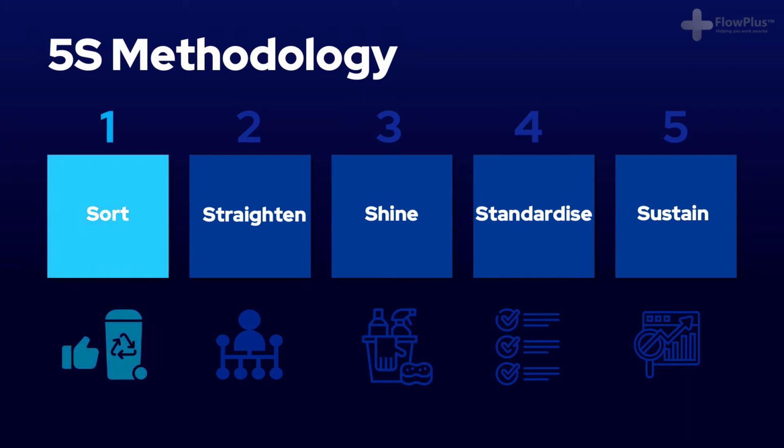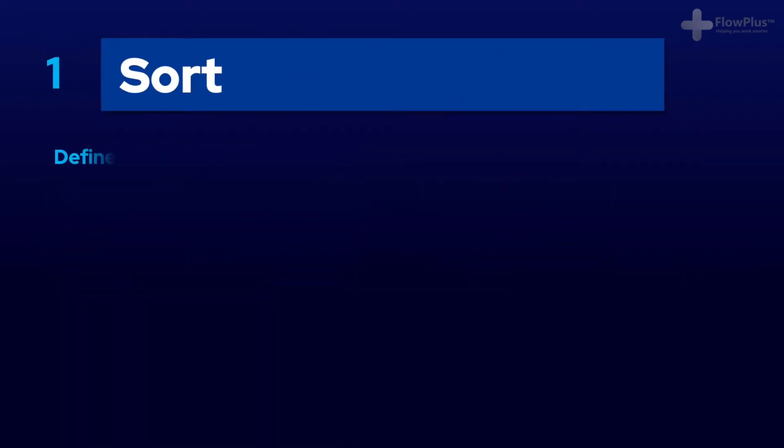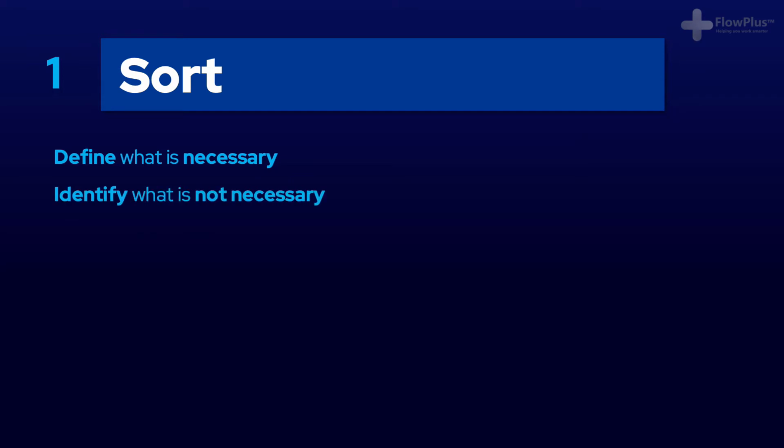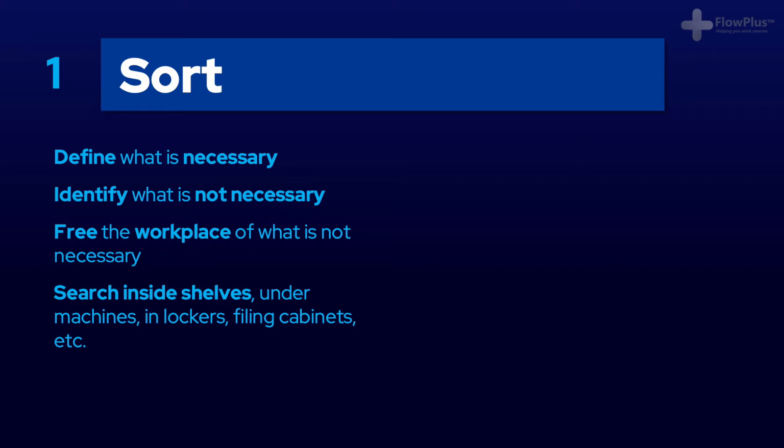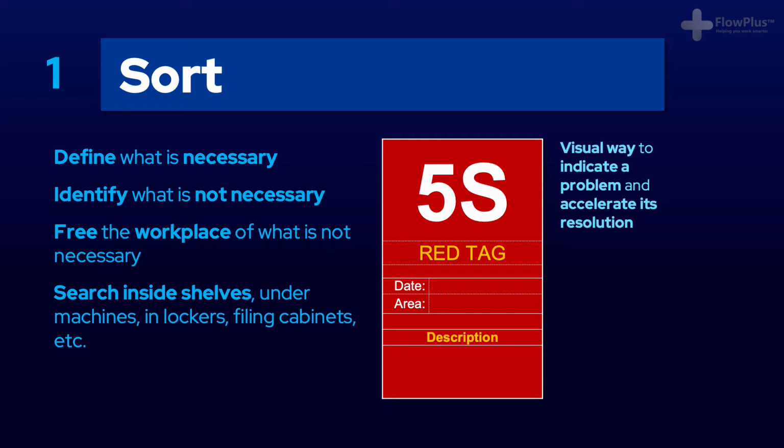Starting with the first S, sort, the environment needs to be sorted to remove anything that is not required. In a physical environment, this could mean throwing away any redundant equipment, or in a virtual environment, this could mean deleting unused files or documents. It is important to do this first step so that you clear the space and environment for the next steps of the 5S process.